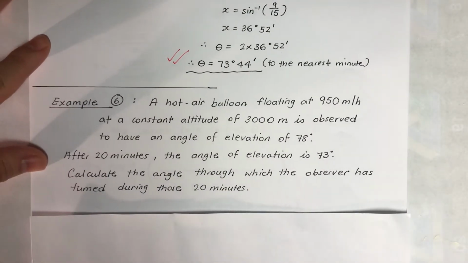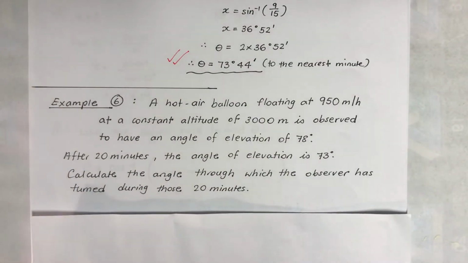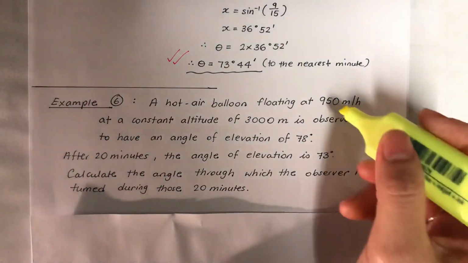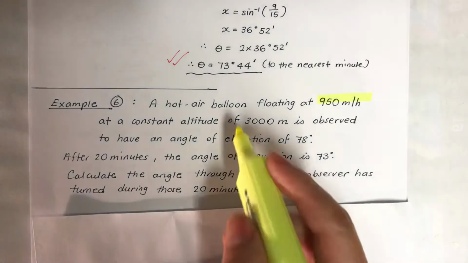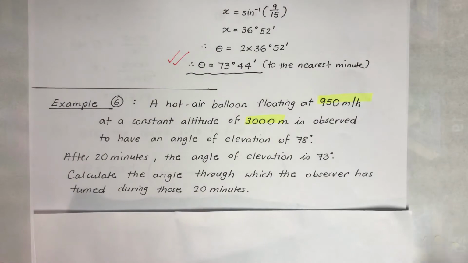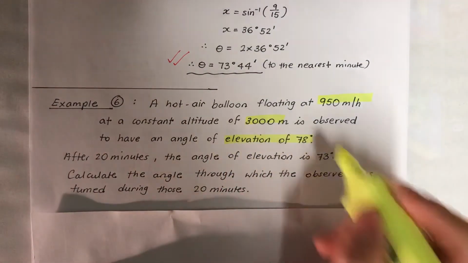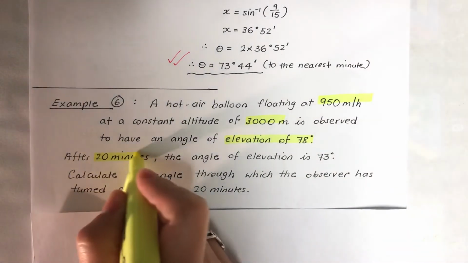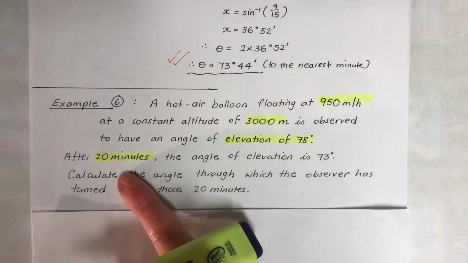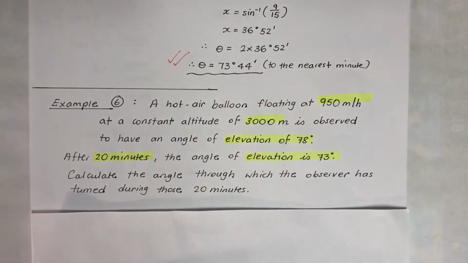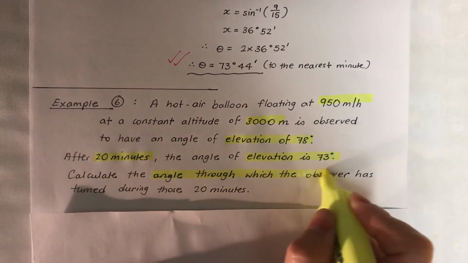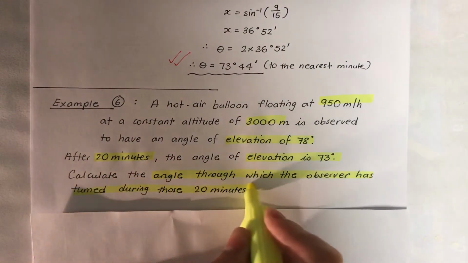Example 6. A hot air balloon floating at 950 meters per hour. So that's a speed. We've got speed this time. At a constant altitude, this is a height, is observed to have an angle of elevation of 78 degrees. After 20 minutes, now you will expect that because we were dealing with the speed, you'll have some sort of time coming up there. The angle of elevation changed to 73 degrees. And calculate the angle through which the observer has turned during those 20 minutes.